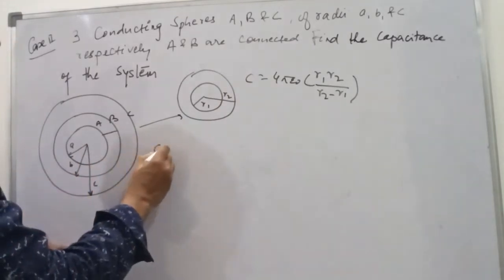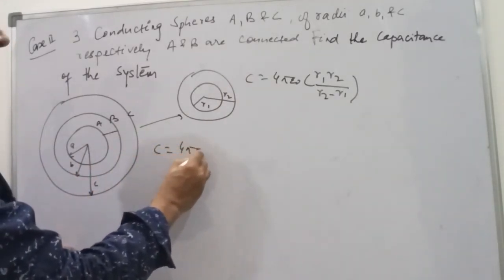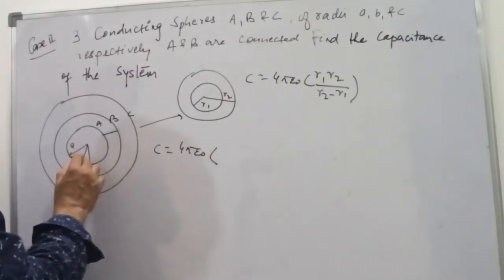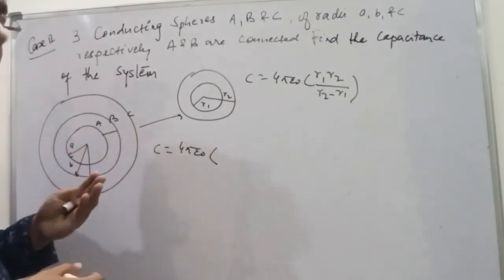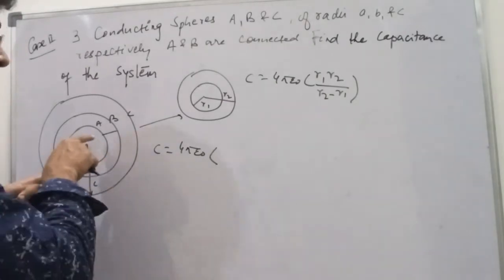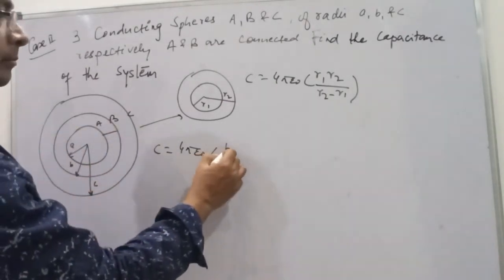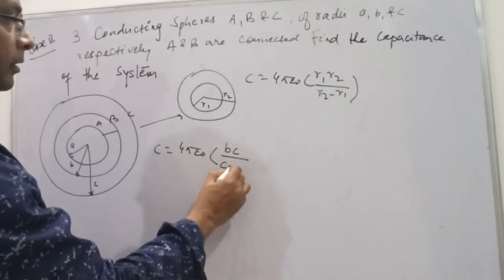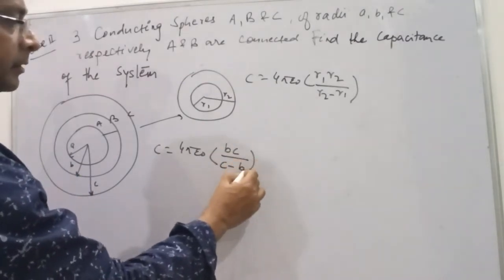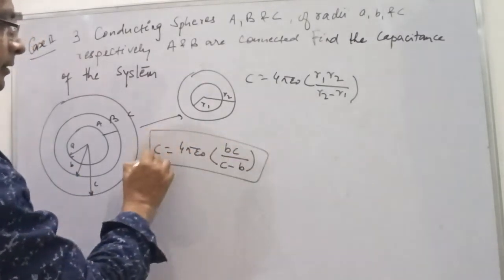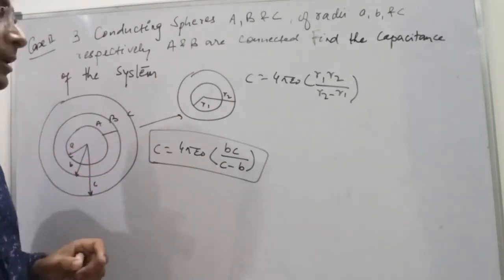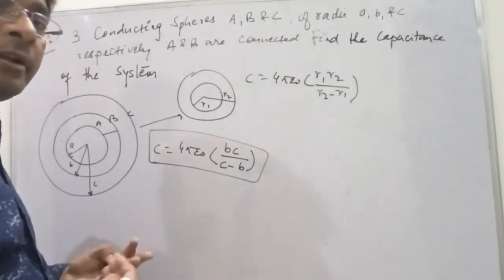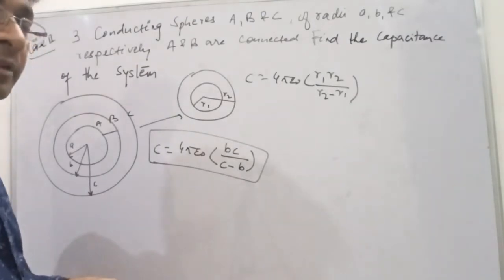How? This is 4 pi epsilon naught, and the radii are B and C only. A has lost its identity because it is joined to B. So we can write B into C upon R2 minus R1, that is C minus B. So this is the capacitance of the system. Please note it down. It's very, very important for any objective exams like NEET, JEE, BITSAT, any exams. Please note it down.